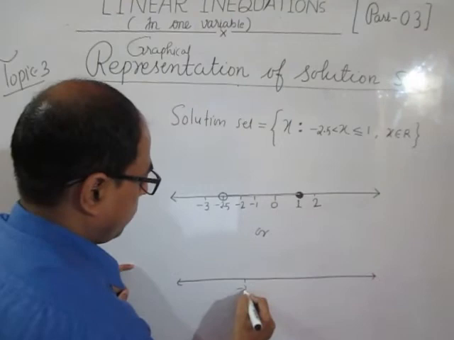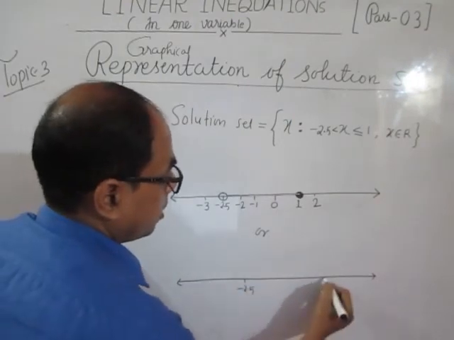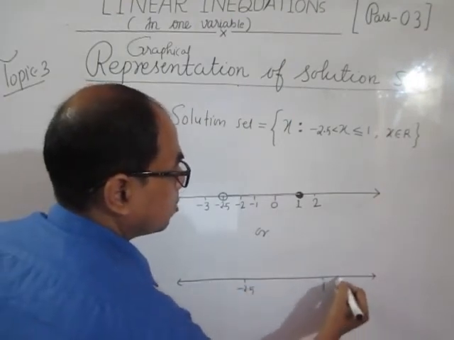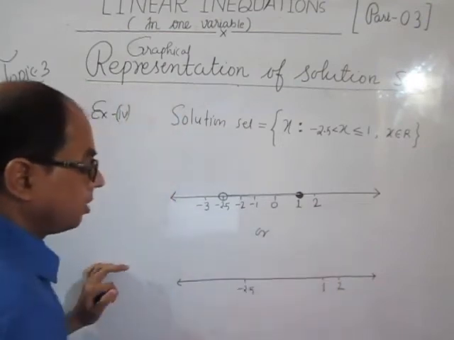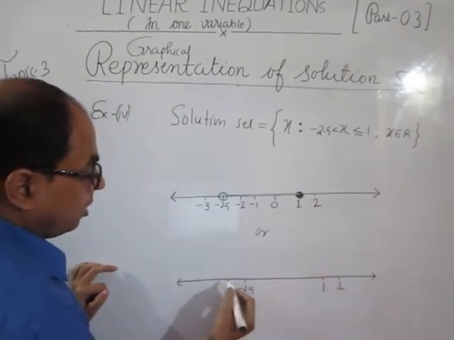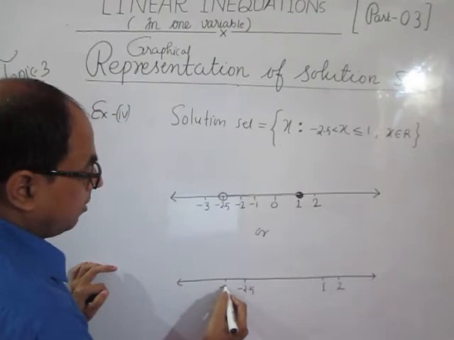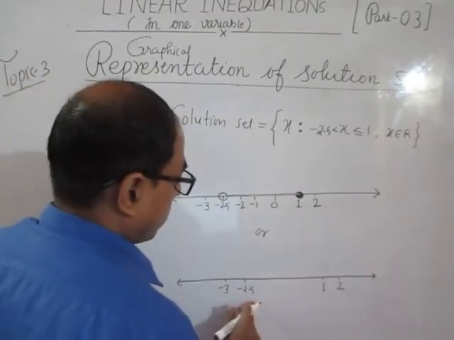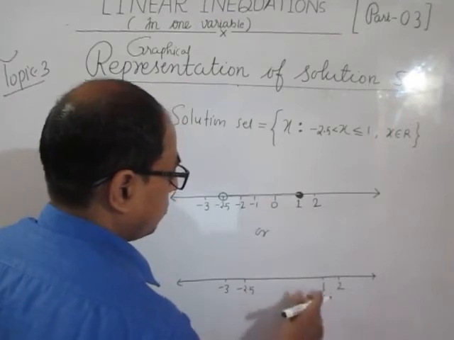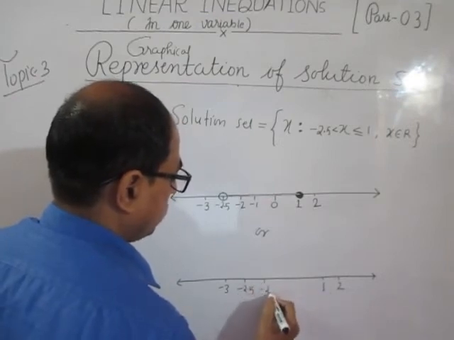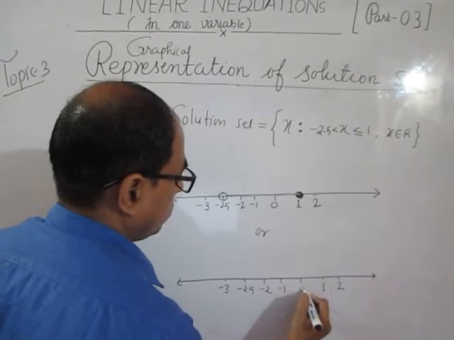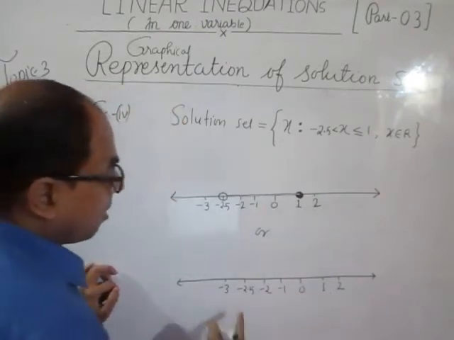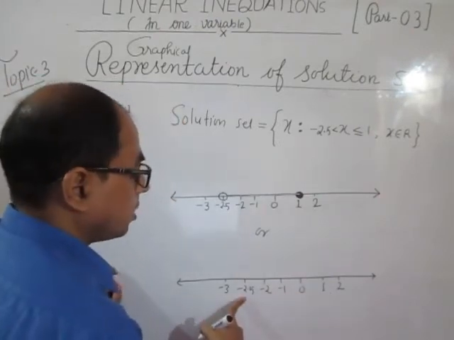Minus 2.5 is the left end point. On the right side, at least one number we have to write to show the continuation. On the left side we will write minus 3. Now we will write all the integers between minus 2.5 and 1. So we will write here minus 2, then minus 1, then 0. Now minus 2.5 is not included, that is, it is an open point.